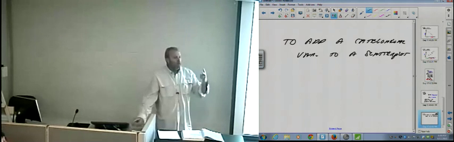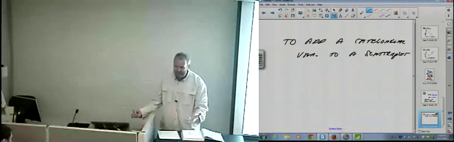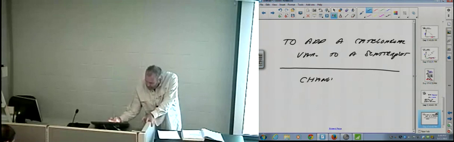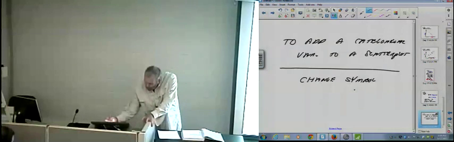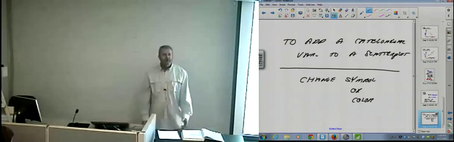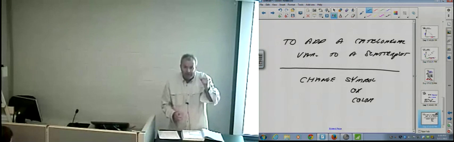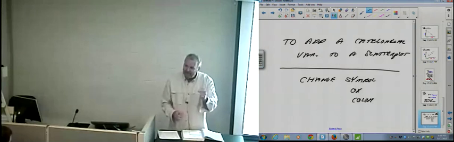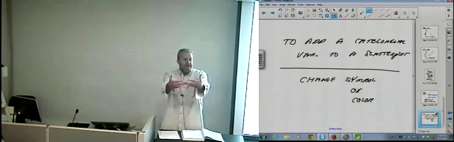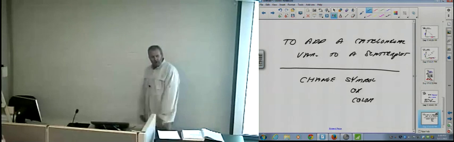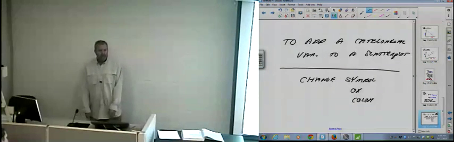To add a categorical variable, in other words, you've got different groups here, you change symbol or color. In other words, you've got a categorical variable, right? It has different categories. Give each category, each group a different symbol, or give each one a different color, and then you can see the different categories, the different groups on your scatter plot. And we'll do one of those on Tuesday.